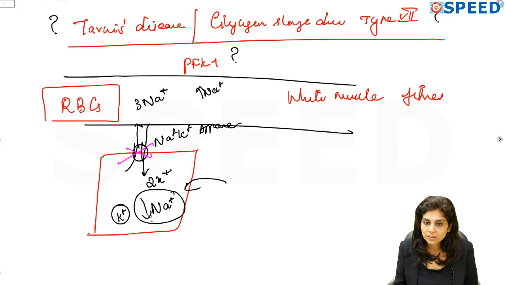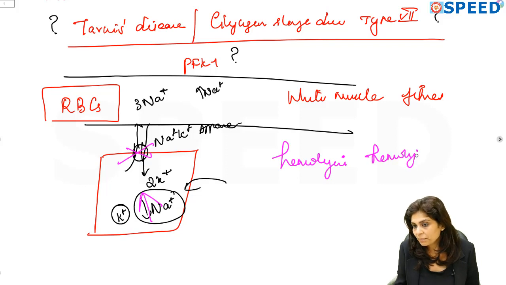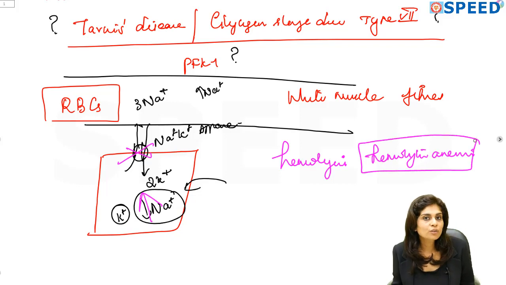Sodium accumulates within the cell, the cell swells and ruptures. An RBC rupture is what we call hemolysis. So it presents as hemolytic anemia. So tell me, what is the principal presenting feature of glycolytic enzyme defects? It's going to be hemolytic anemia.